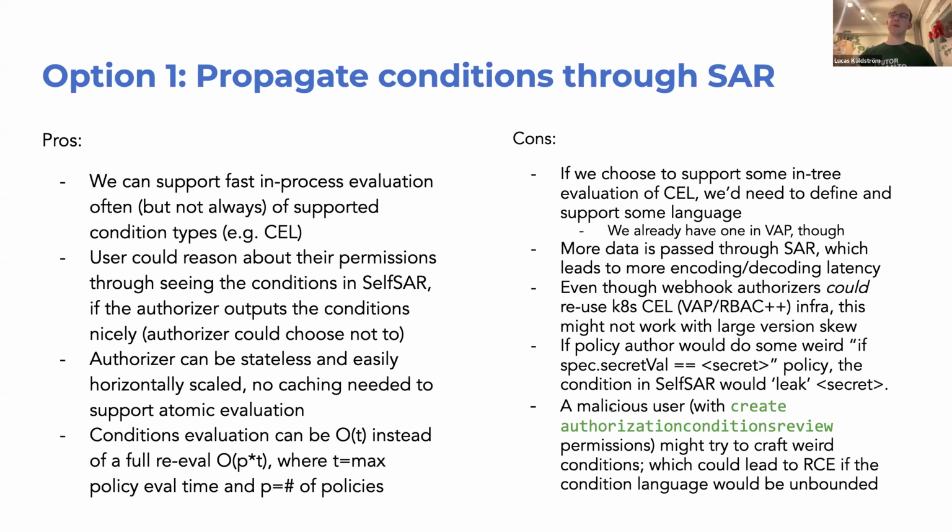Right. Okay. So to clarify, even though the user sees a condition through the self-SAR, no one except the API server should be able to do this, or rather no one except your authorizer clients should be able to create the authorization conditions review. So a normal user will never do that, only system components. Even though you would see the condition, something opaque, the user couldn't invoke it unless they actually run the request and get far enough.